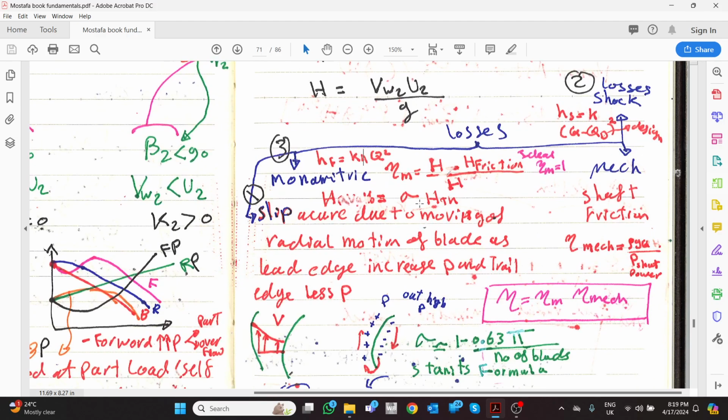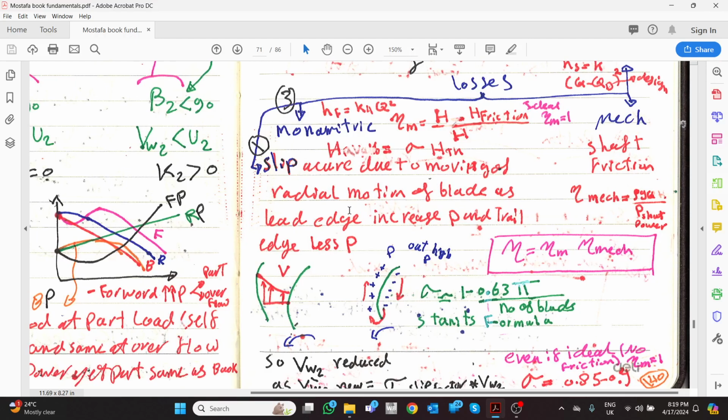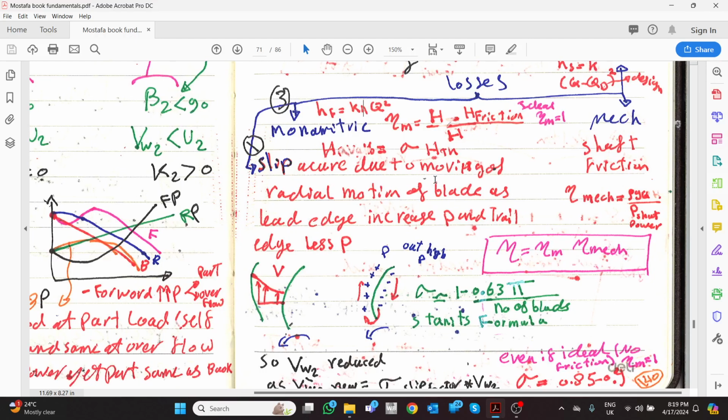Now we have another loss which is named slip. The slip, its definition, it is due to the movement of radial motion of the plate: the leading edge increases the pressure, the trailing edge decreases the pressure. What is all of this?